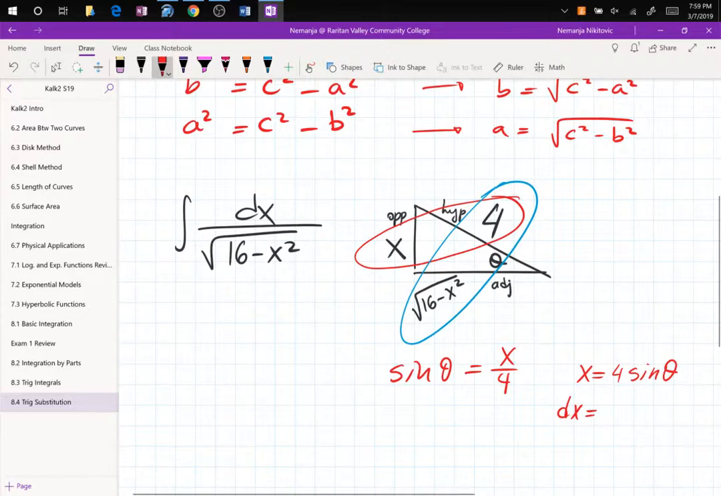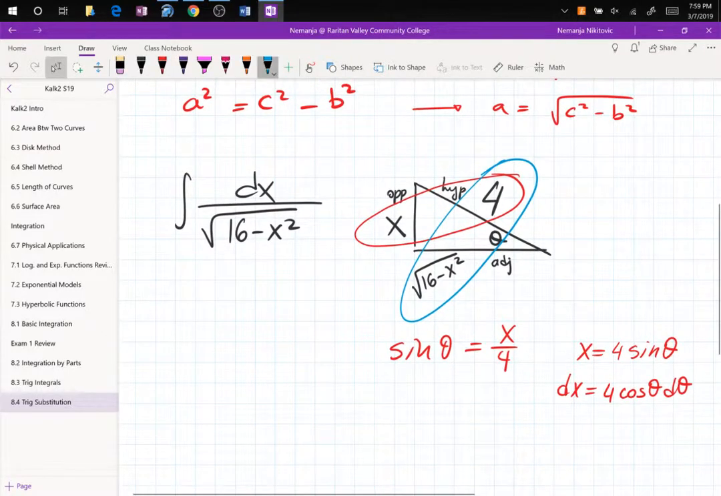And how much is dx? Immediately, because we're going to need it. You have to substitute dx as well. So how much is dx? 4 cosine theta d theta, thank you. It's not there for decoration, right? And now I have my blue. What's the blue function with the adjacent and hypotenuse? Cosine theta is equal to the square root of 16 minus x squared divided by 4.